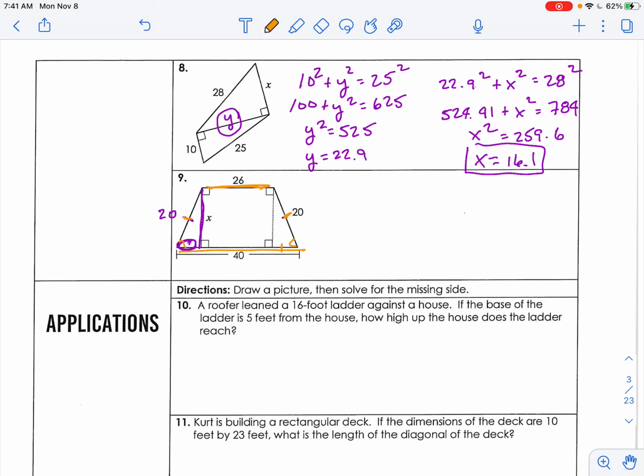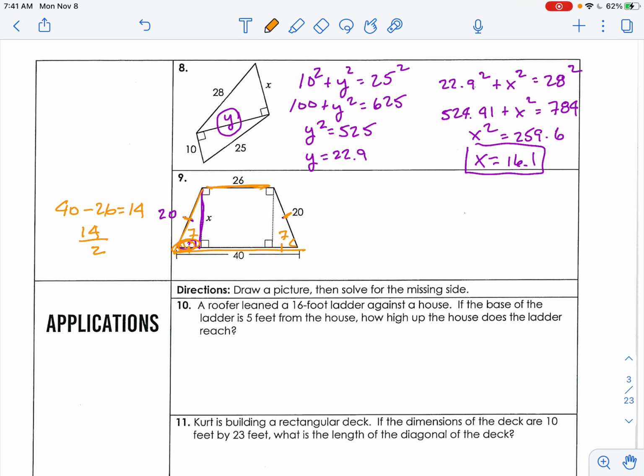So the way that you find this missing slot here is you would take 40 minus 26, which would give you 14, and then because it's divided equally, you would take 14 divided by 2 and get 7 here and 7 there. And then again, I won't waste time doing that, but then you can do the Pythagorean theorem. So again, a little bit of what we did before.